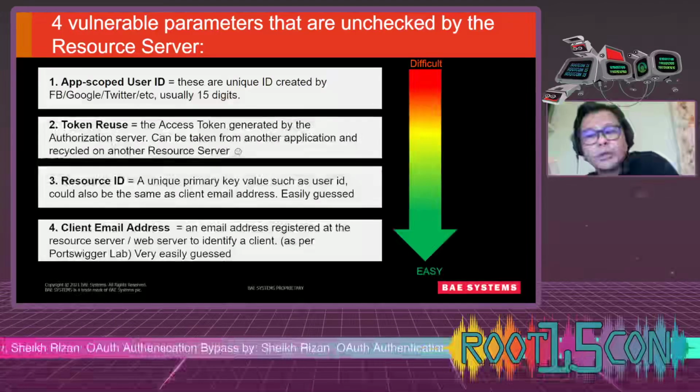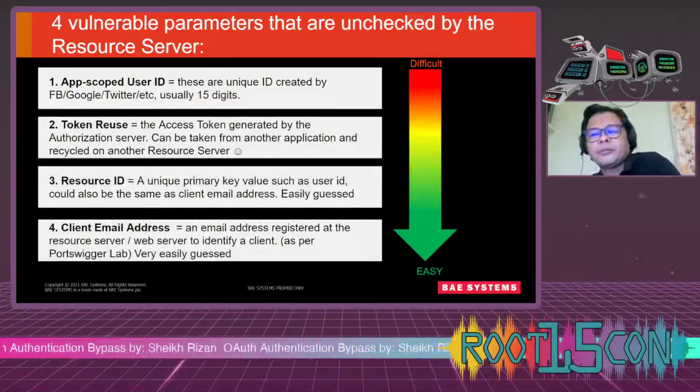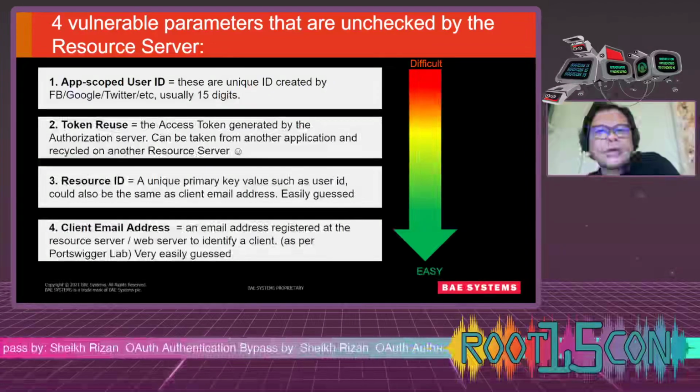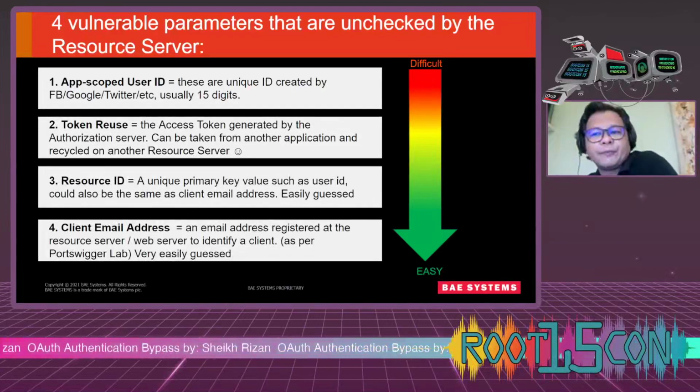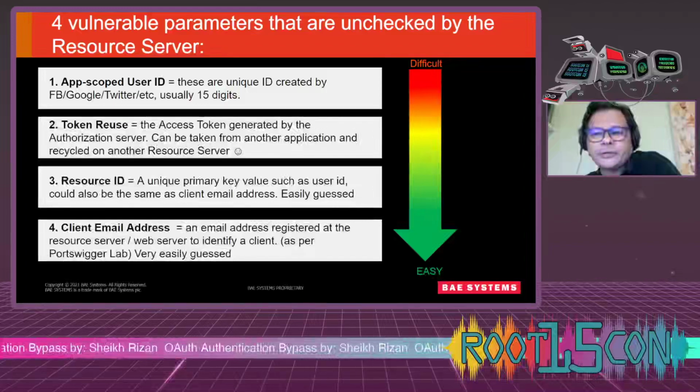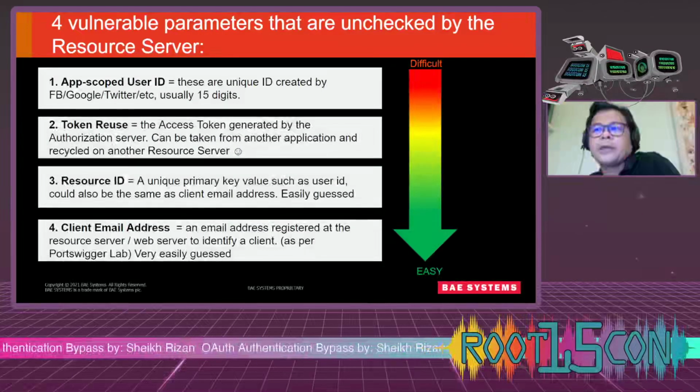And the easiest of all would be the client email address, which is what I just showed you in the Podswinger lab just now, where just by modifying the email address directly without having any access token or resource ID or app scope ID, you'll be able to access the system, the resource server. And that's by far the easiest. Again, we'll go through each one of these. And if you have any questions, we can take a step back and discuss this during the Q&A.